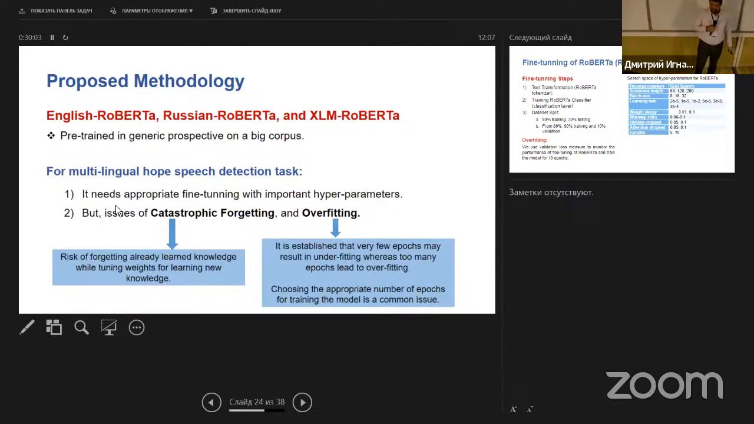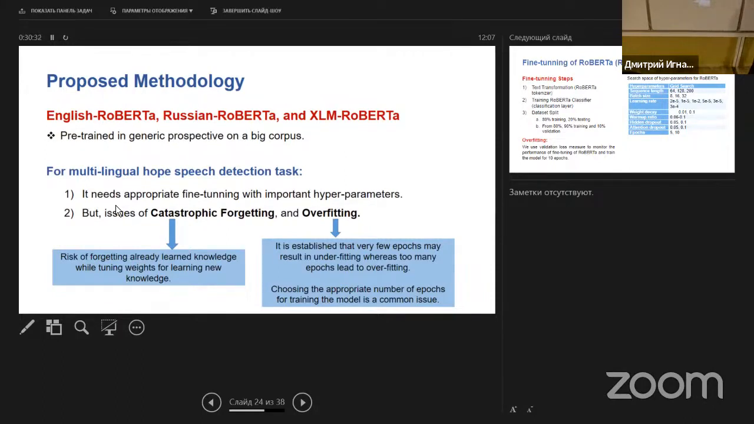Okay, now to apply the proposed methodology, we need to apply three language models with fine tuning. One is XLM Roberta, which means we combine our English and Russian data sets, and we are going to design a single classification system that will identify hope speech in English and Russian at the same time. For this, we apply XLM Roberta.